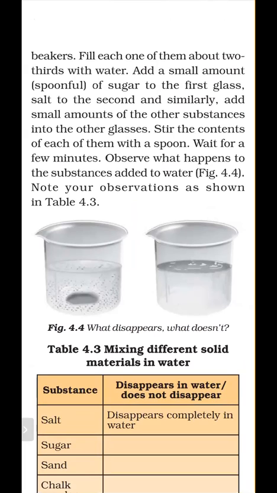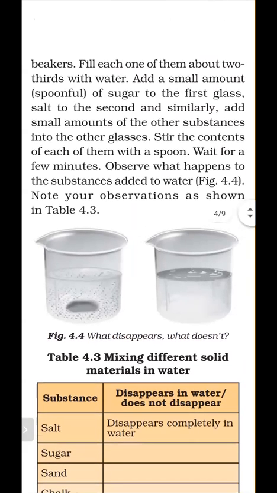Then add a spoonful of sugar in the first beaker and salt to the second beaker, and similarly add a small amount of other substances into the other glasses. Then we add chalk powder to another glass, and then we add another substance to another glass. Stir the contents of each of them with a spoon.